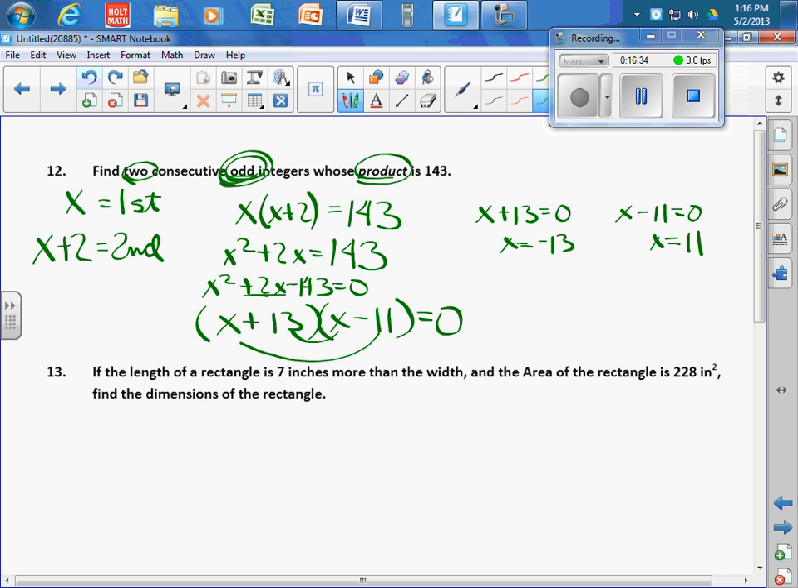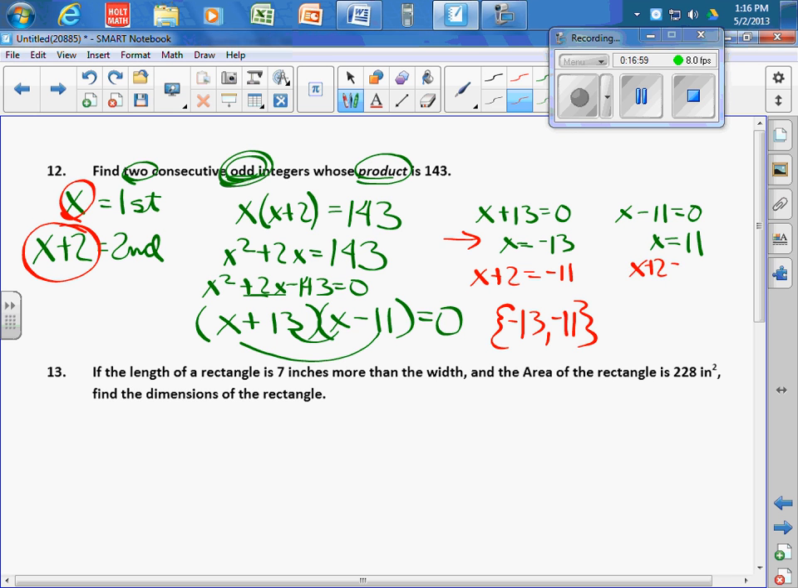Take this into consideration. If there are two of these guys, there are going to be two of these guys. So here, when x is equal to negative 13, what's x plus 2? Negative 13 plus 2 is negative 11. So there's one set. So you're coming up with two sets of answers here. And if x is equal to 11, what's x plus 2? Well, that'd be 13. So here your other two answers are 11 and 13. So on this problem, you're looking for two sets of answers, not just two answers.